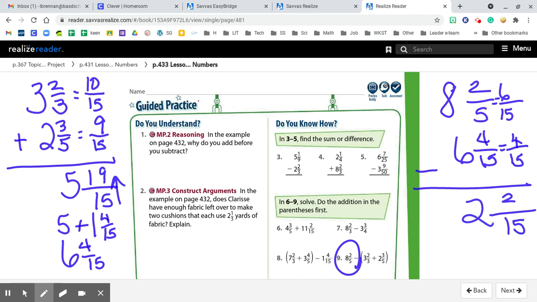Again, a lot of work for a fifth grader. And there you go.